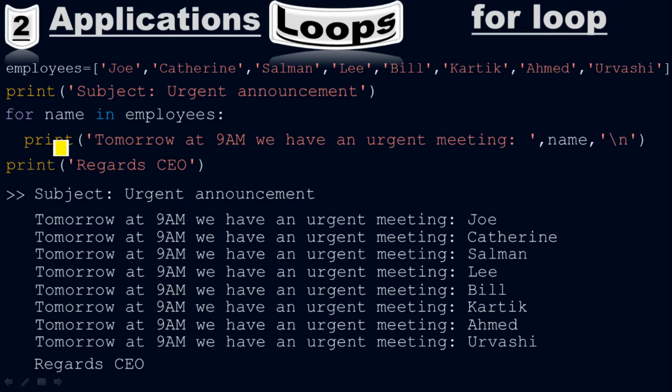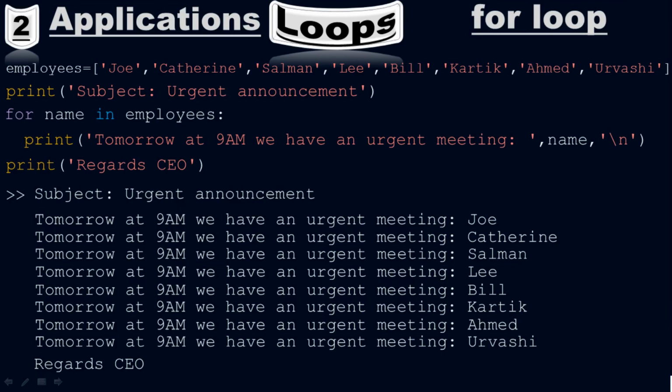Global scope means the outer print function. This print function comes under the local scope, which means that it comes inside the loop. This is the inner message. So we will see this kind of message for all the employees. That's how we can send a single text, a single message, to multiple people using the for loop.